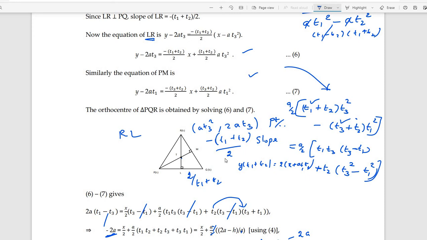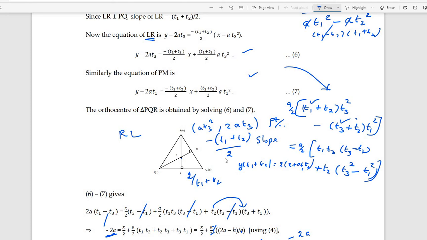Now we consider this one, t1 t3 square. In that, t1 t3 we are taking out, so we are left with t3. And from here, t3 t1 square, t3 t1 is taken out, we are left with t1. So this is what we have. And as for the second one, t2 is common, so t2 is taken out. What's remaining is t3 square minus t1 square. But that is rewritten, because it's of the form a square minus b square, as (a minus b)(a plus b). So that is what is written here.